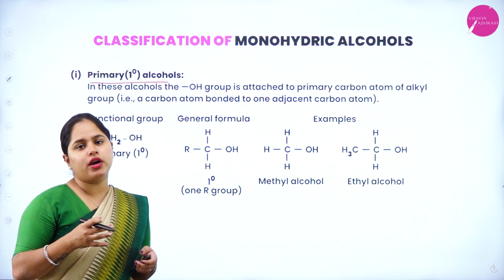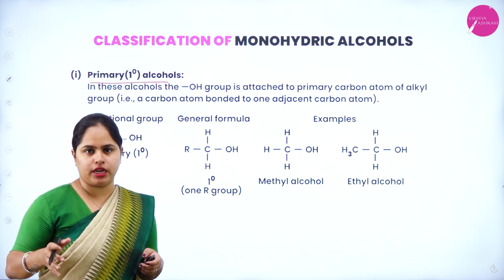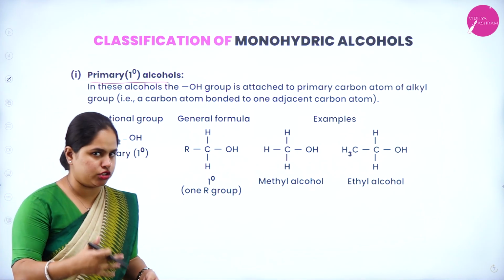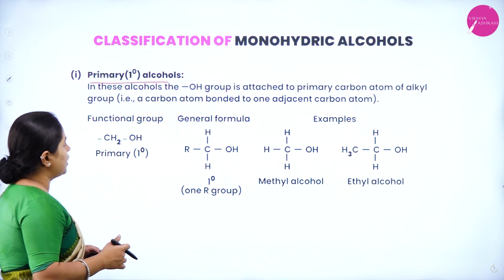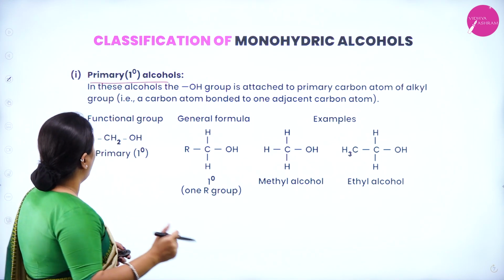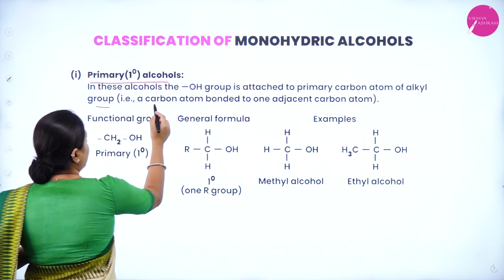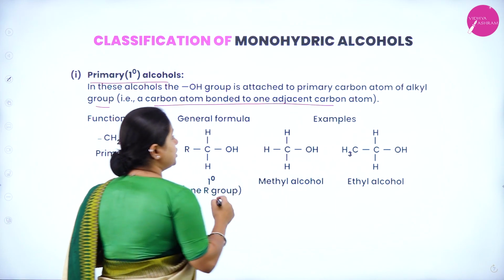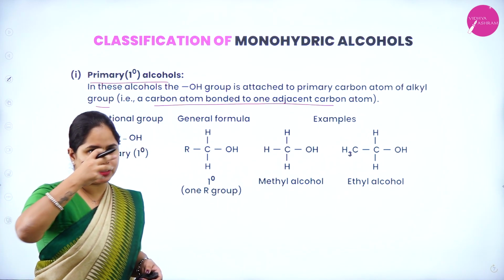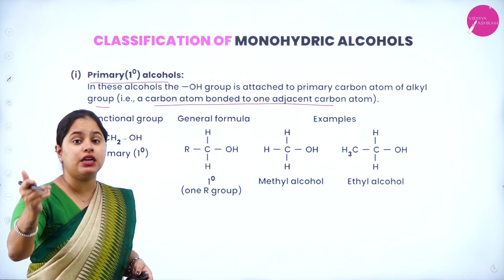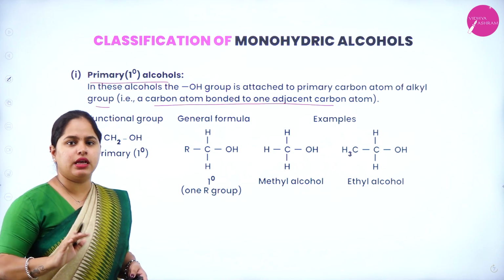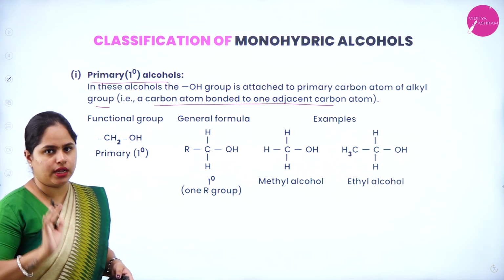You know how to identify primary, secondary and tertiary carbon atoms. Based on that, we are going to understand what primary, secondary and tertiary alcohols are. In primary alcohols, the hydroxyl group is attached to the primary carbon atom of the alkyl group, that is, a carbon atom bonded to one adjacent carbon atom. So the carbon atom directly attached to the hydroxyl group is further attached to only one carbon atom, or it can be any other hydrogen atom also, but only one other carbon atom.